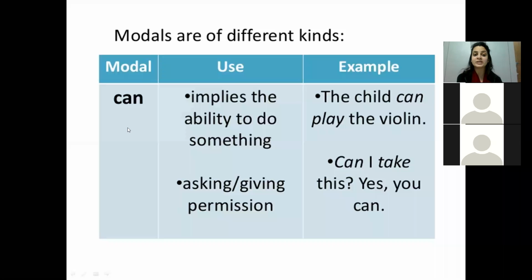Modals are of different kinds. Can, what are the uses of can? It implies the ability to do something. For example, the child can play the violin. So it shows the capability of the child that he can play the violin. If we are asking or giving permission, for that also we use modals. For example, can I take this? Yes, you can.